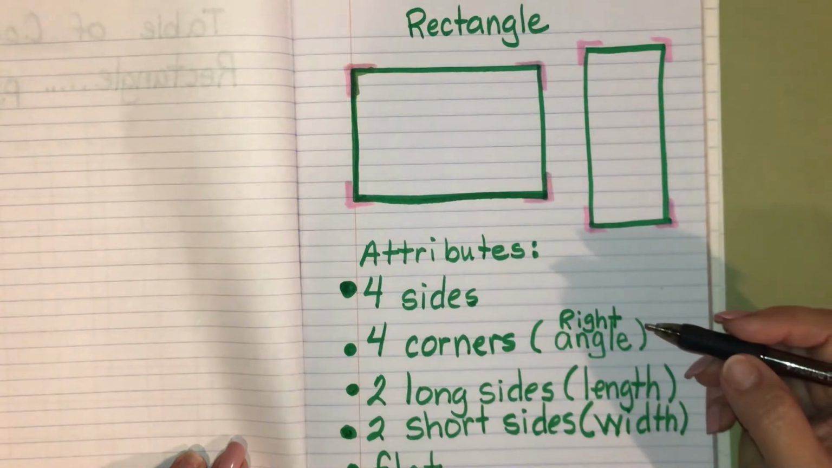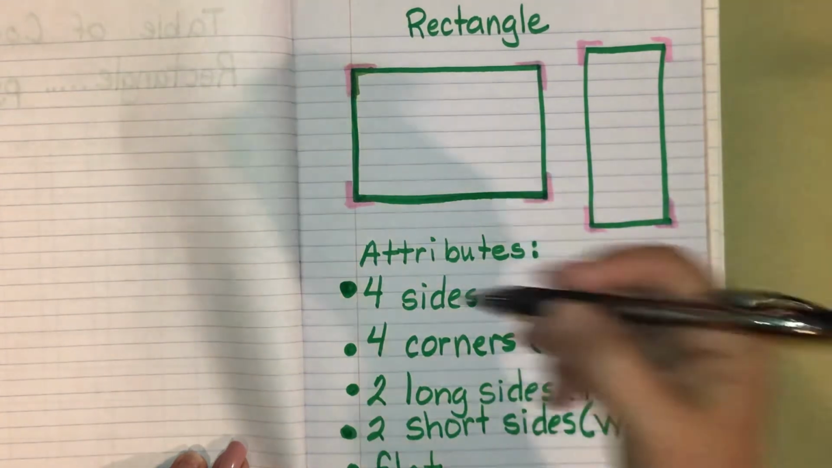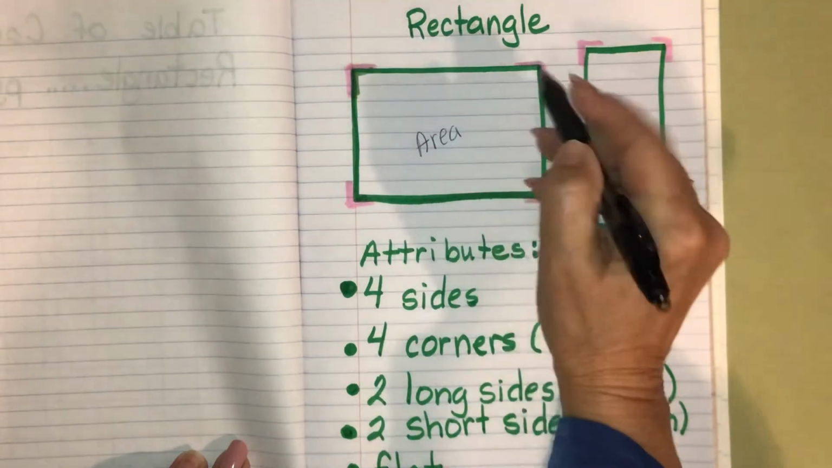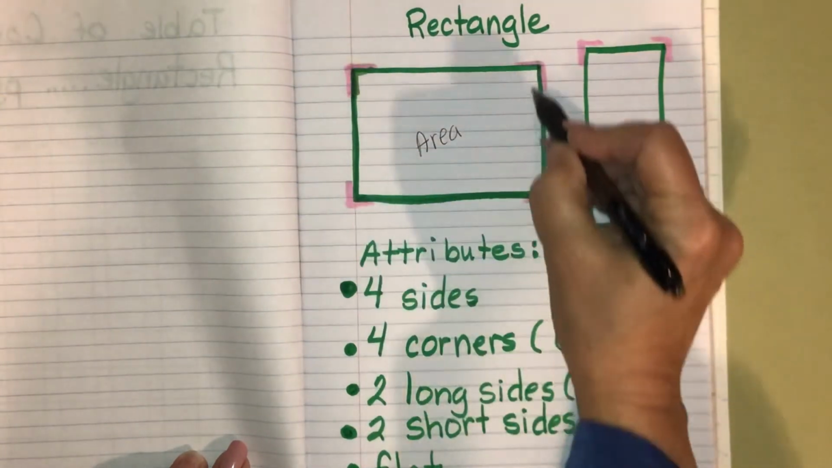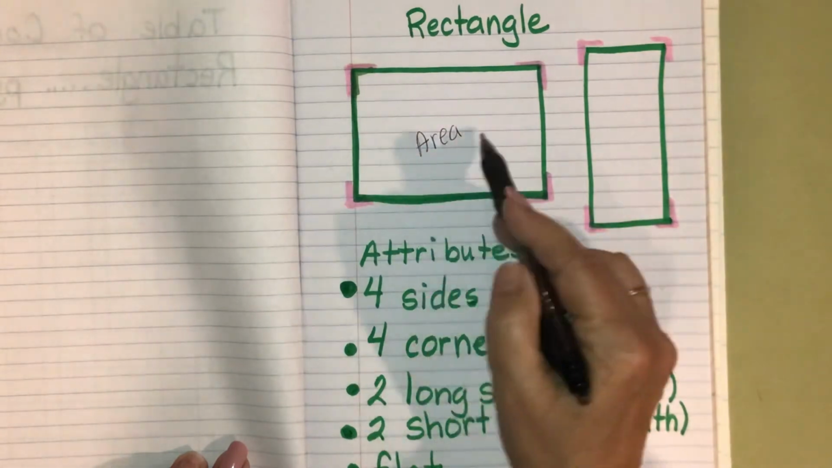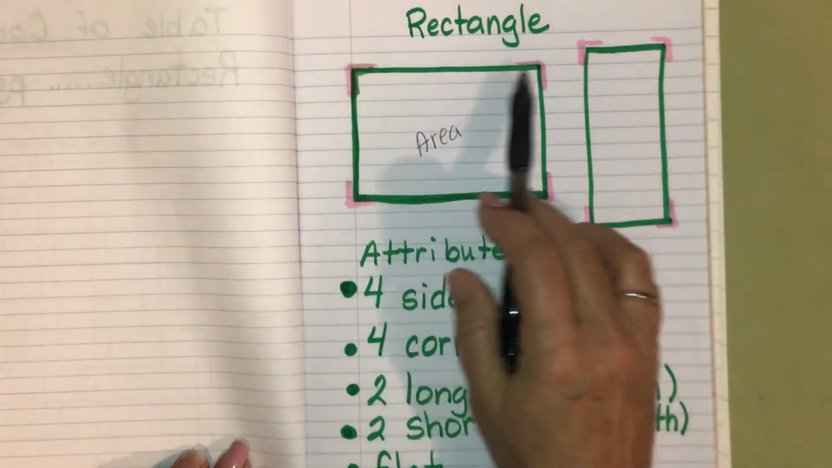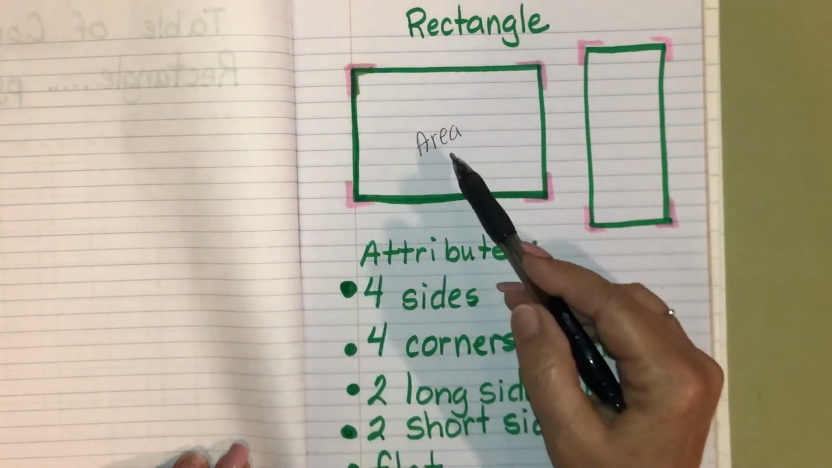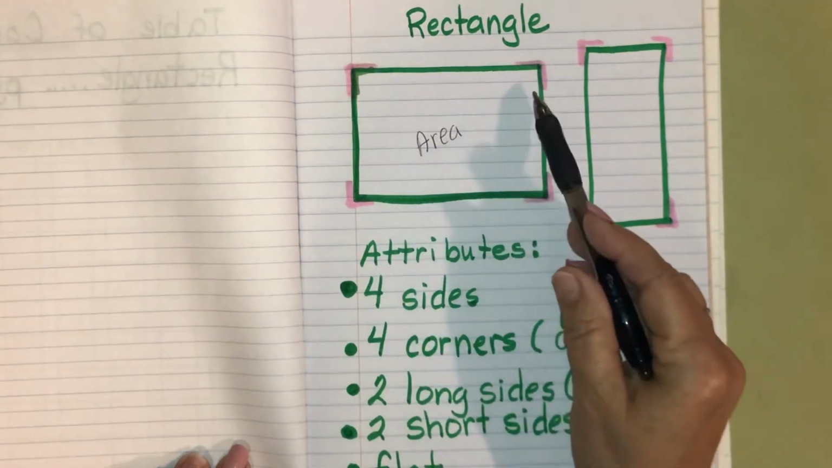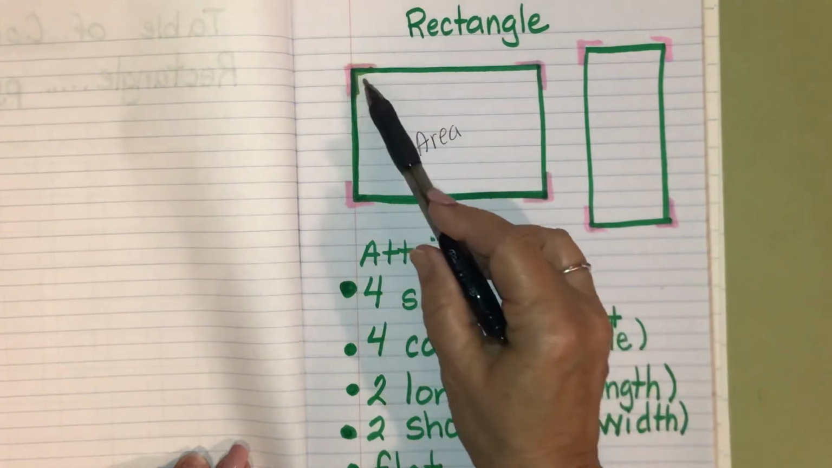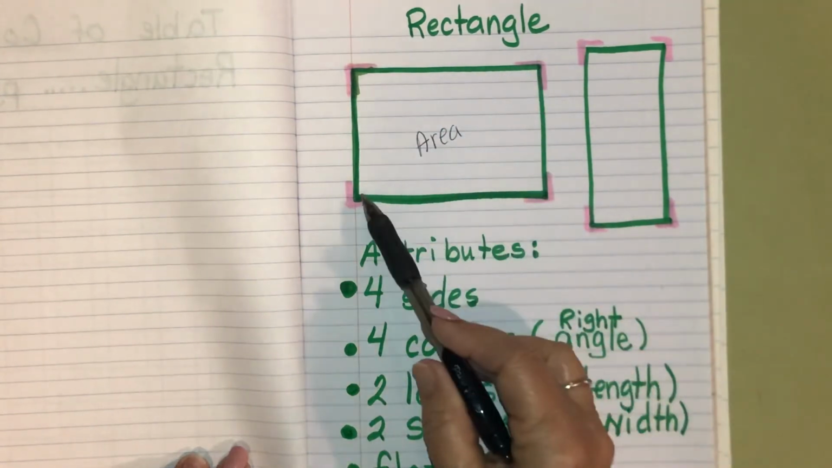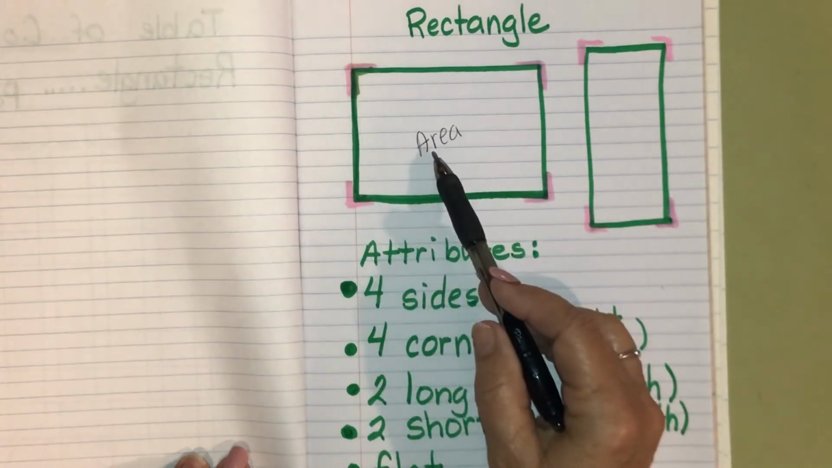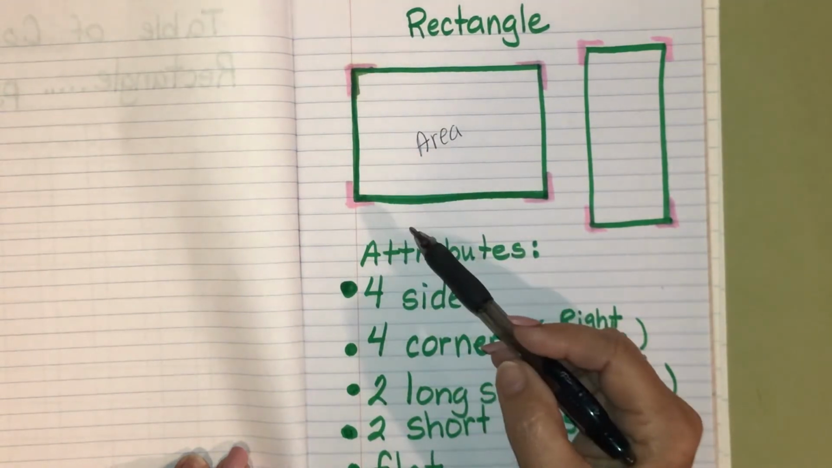What we want to do is figure out 2 things. One would be the area. The area is how big is the inside. Now this is really important to know. For instance, if your living room is a rectangular shape and you want to lay down new carpeting, you need to know the length and the width, and that's how we're going to find out the area.